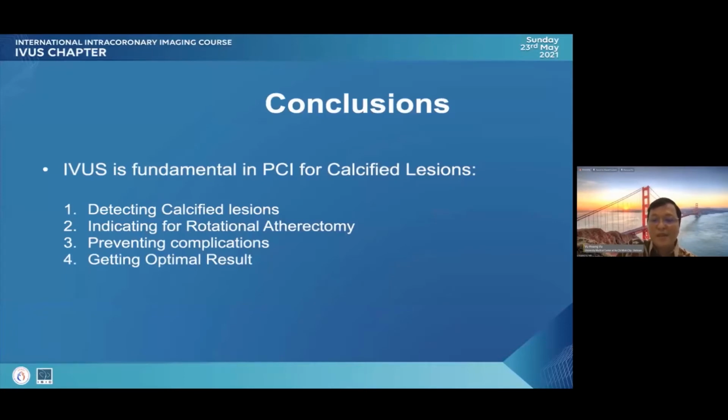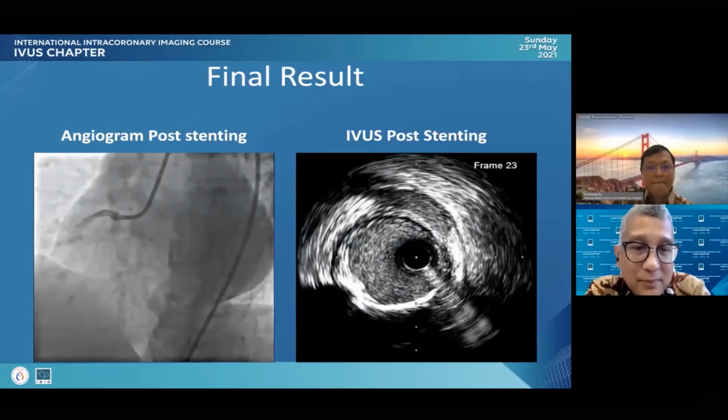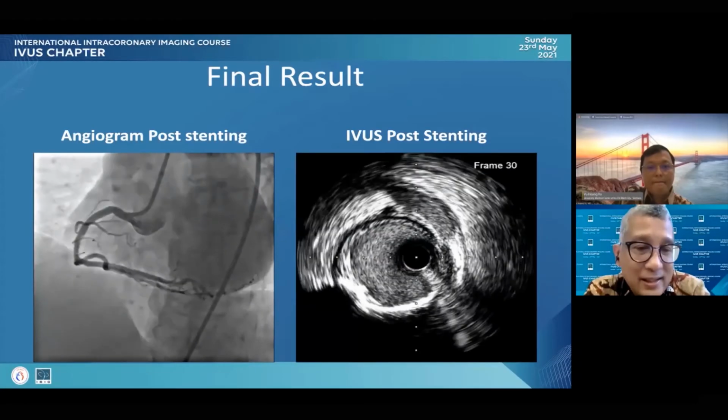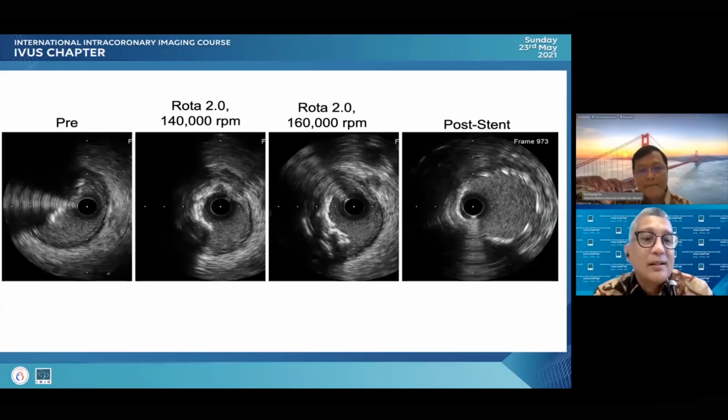So any comment from the panelists? Okay, thank you, Dr. Vu. It's a really great case. We learned so much from your case. Can you go back one? Yes, there you go, one slide before the conclusion. So in this slide, does it mean that you did 140,000 RPM first and then 160,000, or is this converted? Because we have some missing typing here. The first one we ran was 160,000. Oh, all right, okay.